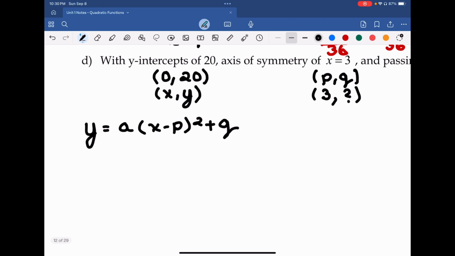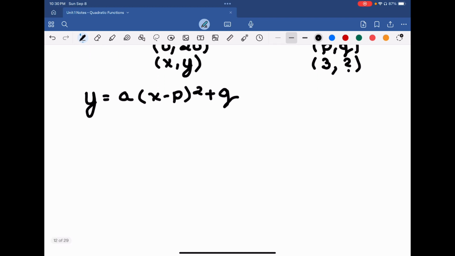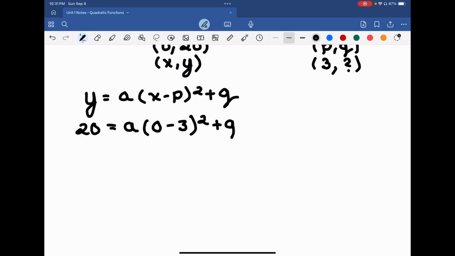For our first equation, we're going to use the y-intercept and the axis of symmetry. So this is going to give us the following. Our y value is going to be 20. Our a value is what we don't know. Our x value for this was 0. Our p value was 3, or negative 3, because it's always opposite of what we were given. And then plus q.